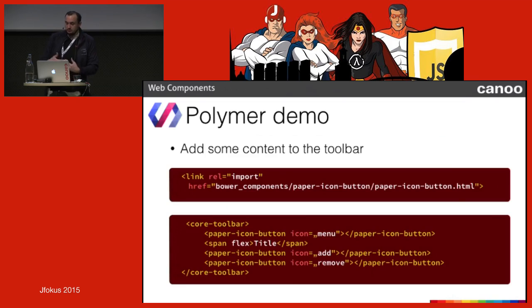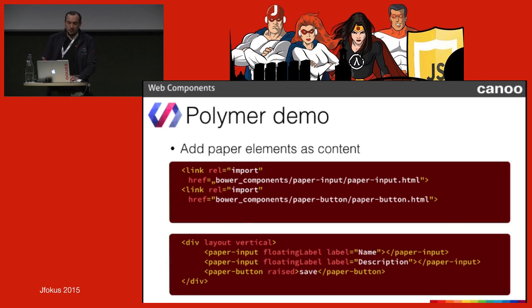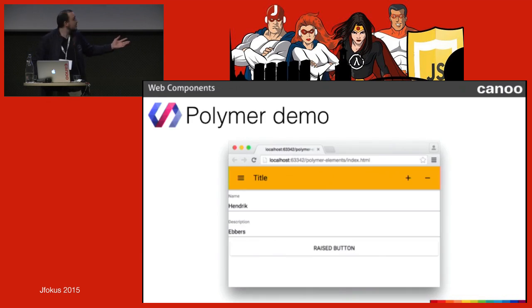So maybe now skin the toolbar or add components to the toolbar. For example, we have this paper icon button in Polymer paper. Now the application will look like this. And maybe as the last step, add some content to the content area, an input field, and a button. And our application will look like this.